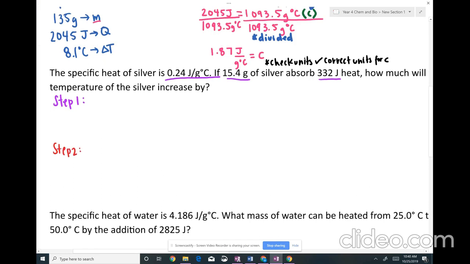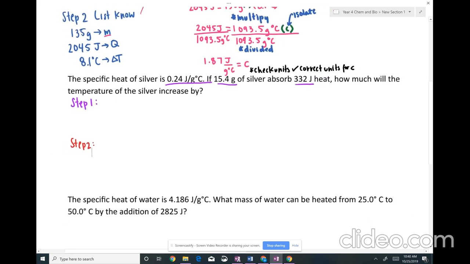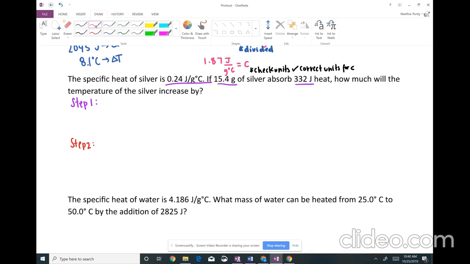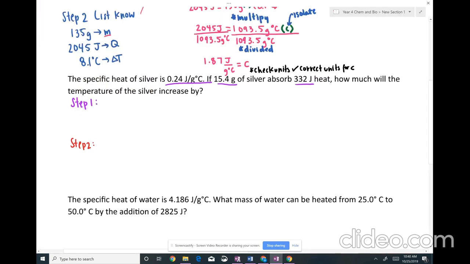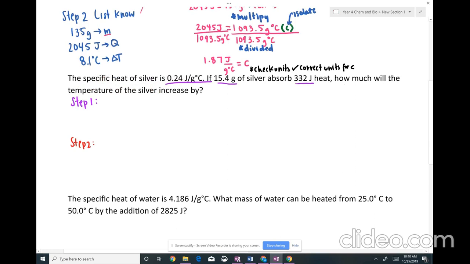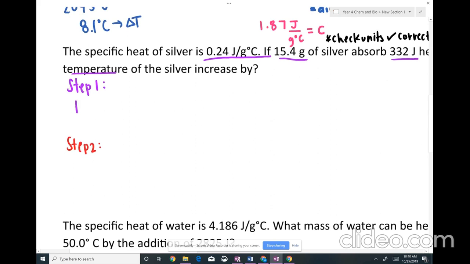For step 1, we have to figure out what question they are asking us. Looking at our question, they ask how much will the temperature increase by. So in this case, we're looking for temperature, which is delta T.